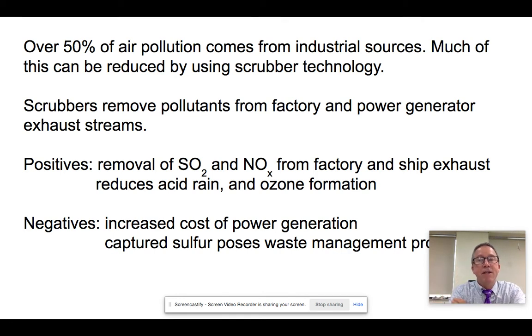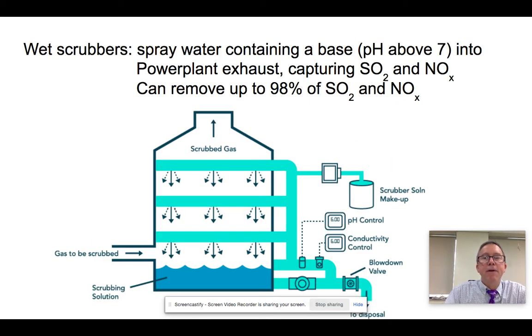The other negative we have is this. When you capture these compounds, these sulfurs and these particulates and this nitrogen, where are you going to put it? So you have to figure out how to process the waste and store the waste, and that is problematic. Now, there are three different types of scrubbing technology I want to look at. The first one is called wet scrubbers.